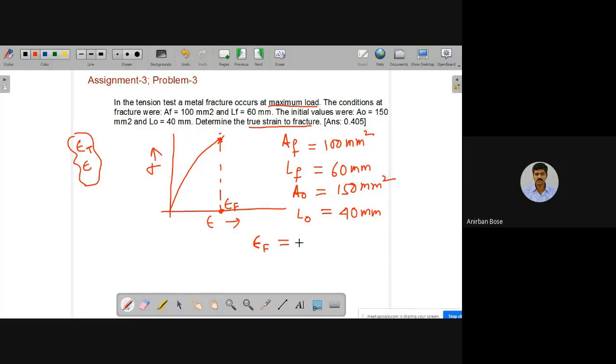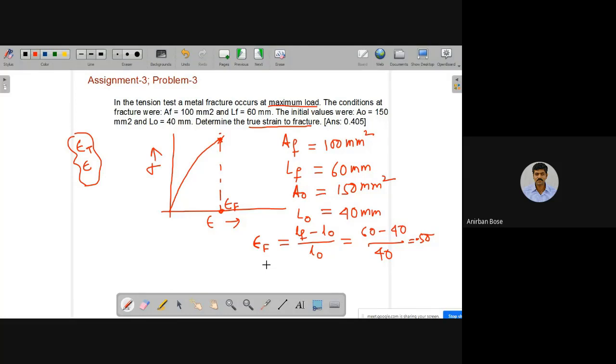So epsilon f will be what? We know the definition of the strain, that is final length minus the initial length divided by the initial length, because this is the deformation up to the fracture point divided by the initial length. So all this information is known. So you just write 60 minus 40 divided by 40, and you calculate what you are getting. So it is probably 50%, right? So 50% or 0.5. Okay, you can write that the strain is 0.5.